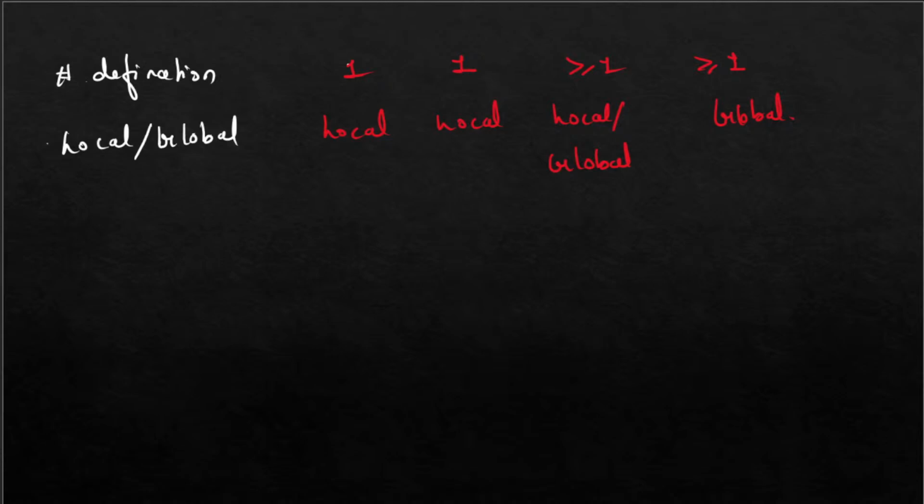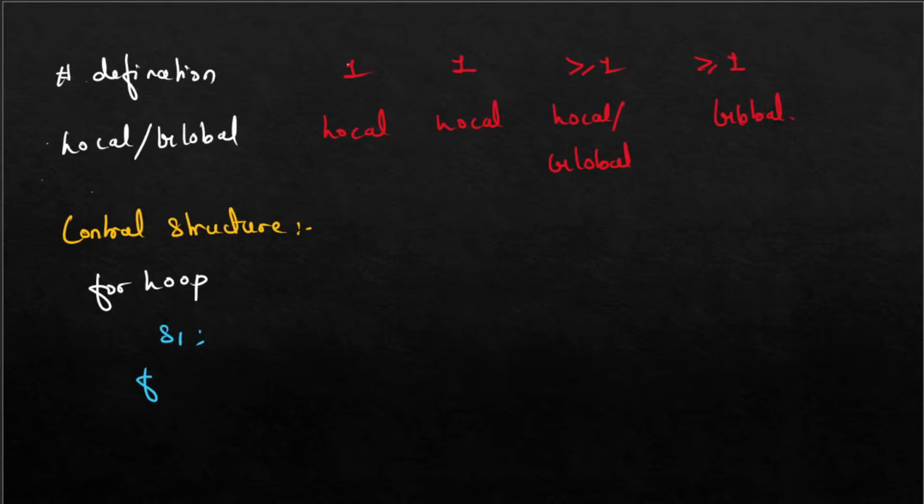Any doubts? No doubts. Now let's see control structures. The first thing we will see is the for loop: for (S1; S2; S3) with S4, S5 in the body, followed by S6. How will the control structure look for this?